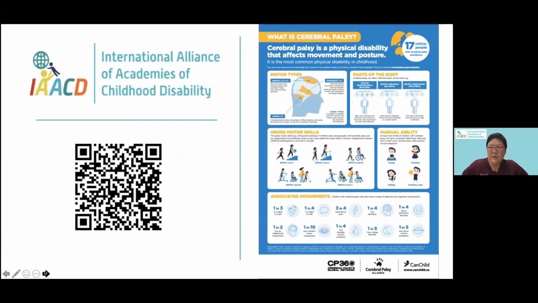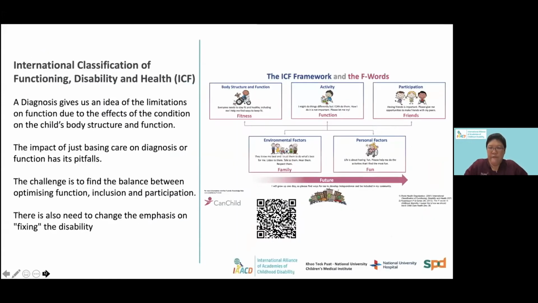Cerebral palsy is the most common physical disability that affects the movement and posture of 17 million people worldwide. We may think a child has CP, treat and intervene based on the diagnosis, but what if the condition is a CP mimic? Based on the ICF, a diagnosis gives us an idea of the limitation and function due to the effects of the condition on the child's body, structure, and function.